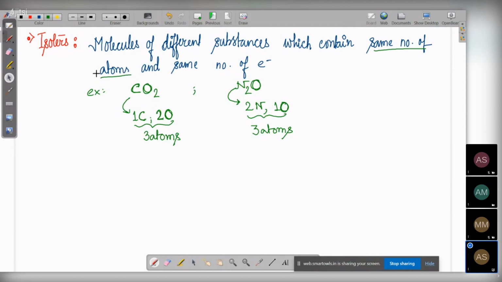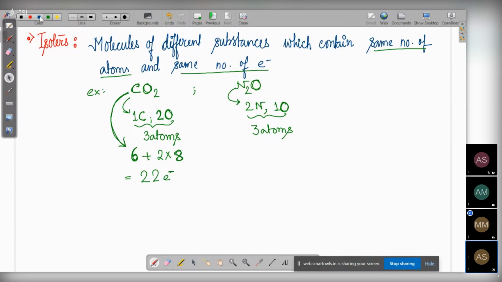So this is understood. Now let's see what the same number of electrons means. How many electrons are there in carbon? What is the atomic number of carbon? It is 6. So the atomic number is equal to the number of electrons. Then 6 plus 2 into 8, because oxygen has 8 electrons. The atomic number of oxygen is 8. So over here you have 22 electrons.